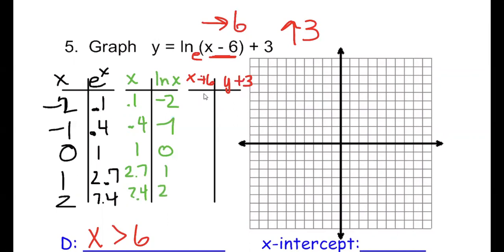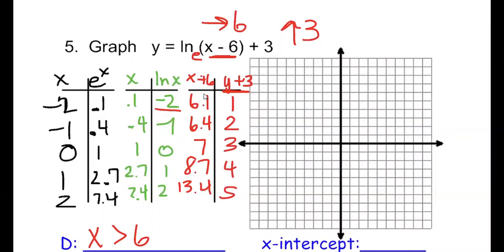So let's add 6. So this will be 6.1. Add 6, so that's 6.4. Add 6, you get 7. Add 6, you get 8.7. Add 6, you get, what am I doing? 13.4, sorry. Add 3 to the y value. So every y value, add 3, so that's a 1. Add 3, you get a 2, a 3, a 4, a 5. So these are the points I really want to plot. Please know that when you are graphing either e to the x or an ln of x, you're going to use a calculator for all of that, okay?